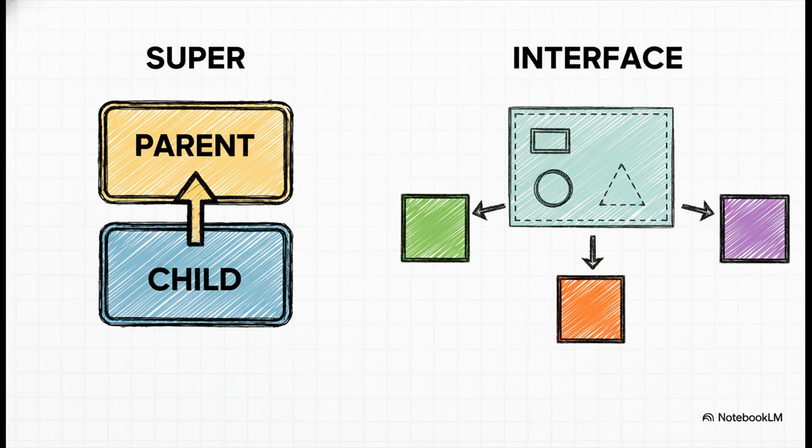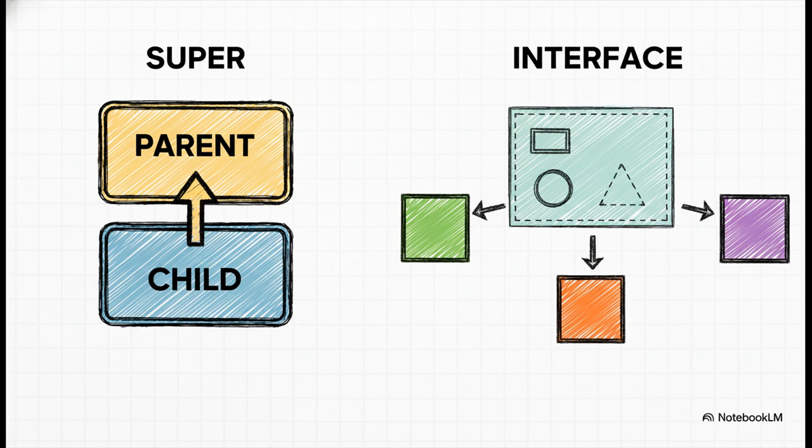And here are 2 related concepts you've got to nail down. The super keyword, that's your way of reaching up from a child class to grab something from its parent. And an interface, though, is different. Think of it like a contract or a blueprint. It doesn't have any actual code, it just forces other classes to include certain methods, which guarantees they all follow the same rules.